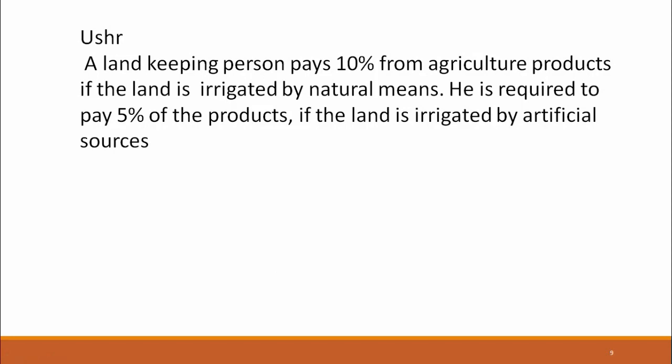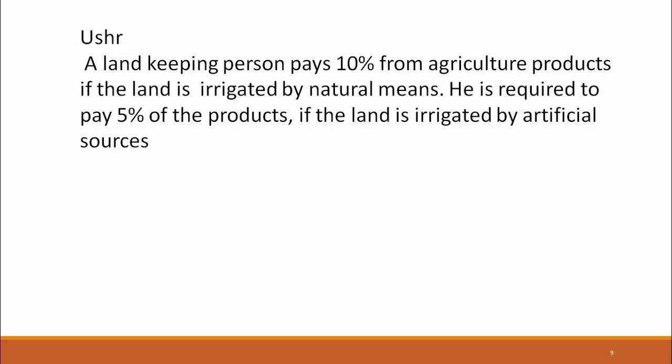A person pays 10% of agricultural products if the land is irrigated by natural means. If land is irrigated by a natural source, the person pays 10% of the agricultural products, and is required to pay 5% of the produce if the land is irrigated by artificial sources. So this is a very important point.